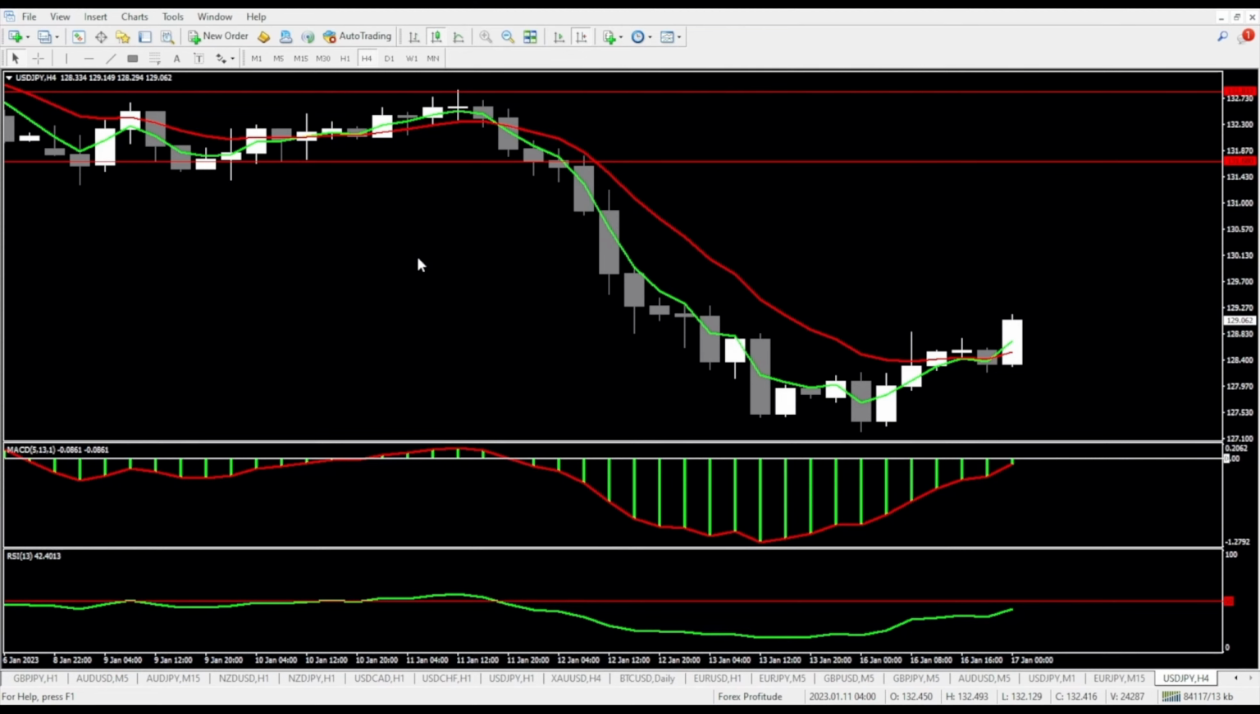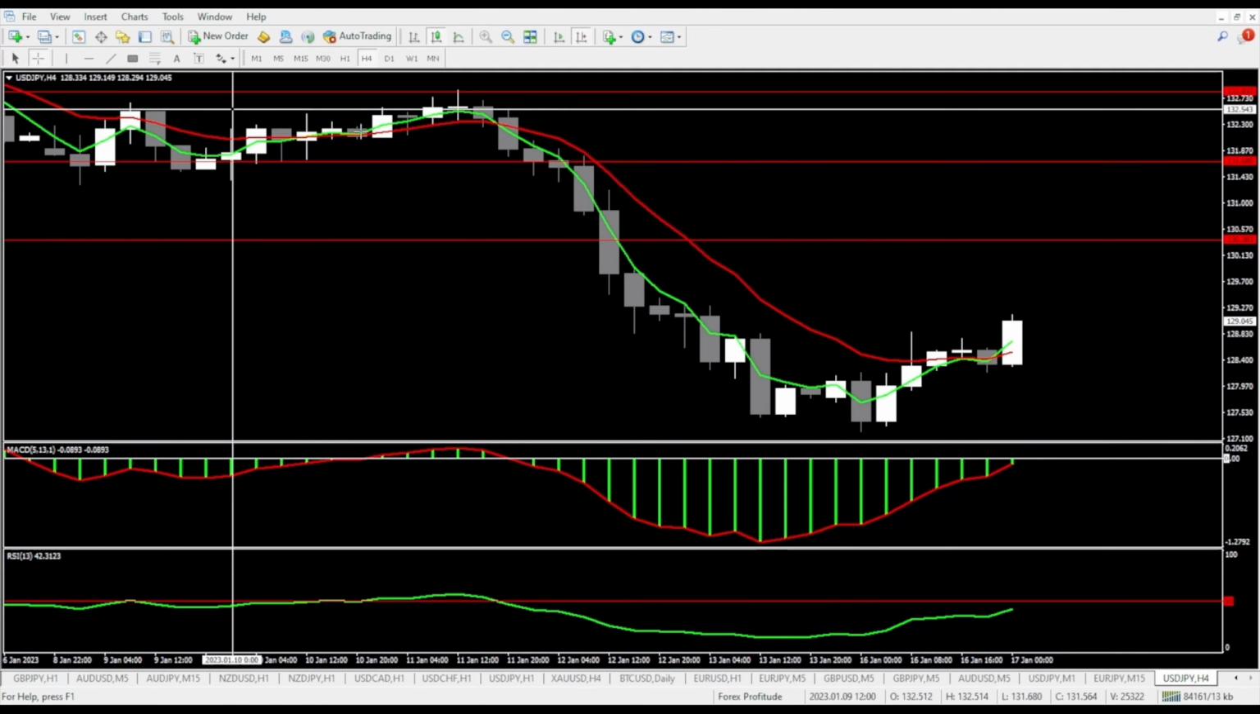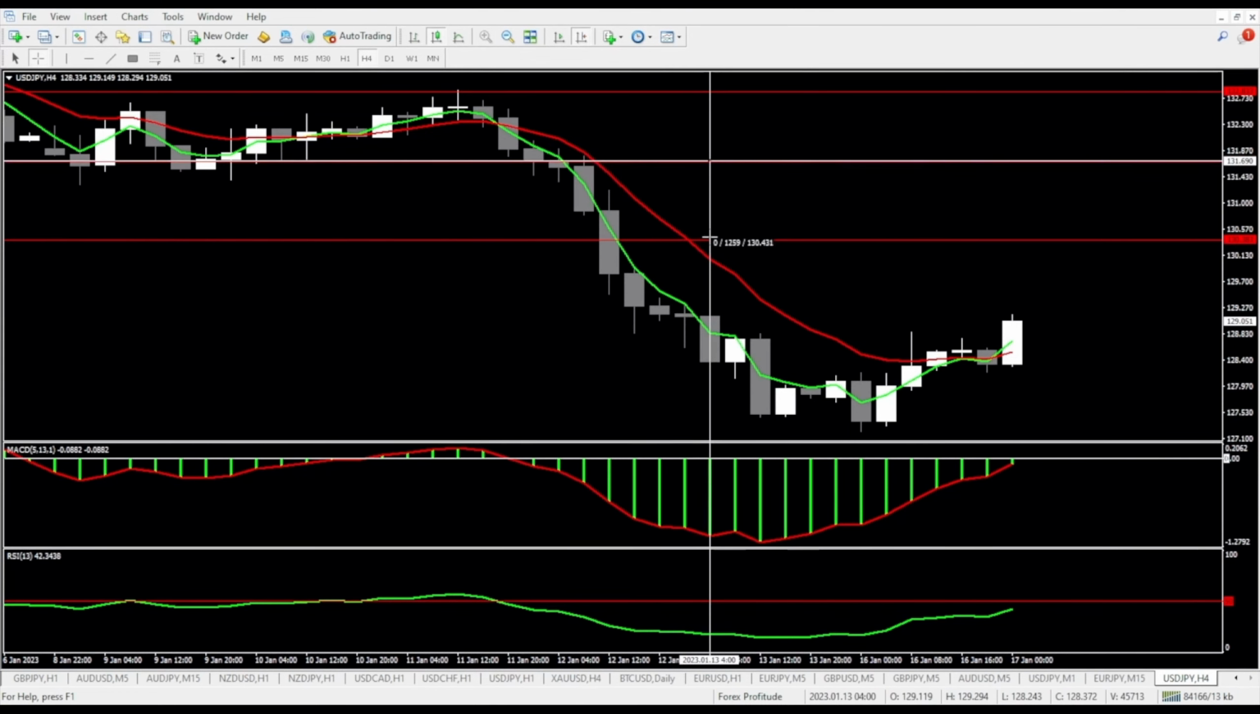If you're not sure how far to go, the default will be 1-to-1. So whatever your stop loss is in pips, that's what I want to do for my take profit as well. So I'm going to take my target and I'm going to put it to 1-to-1. So it'll be the same number of pips as my stop loss. So if I measure this, we should be pretty close.